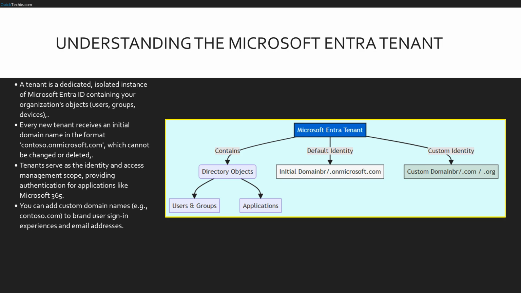A tenant is essentially your organization's container within Microsoft Entra ID. It holds all your directory objects, such as users and application registrations. When you first create a tenant, Microsoft assigns an initial domain that ends in onmicrosoft.com. While this ensures immediate functionality, it is rarely what you want your end users to see. This initial domain is permanent, however.